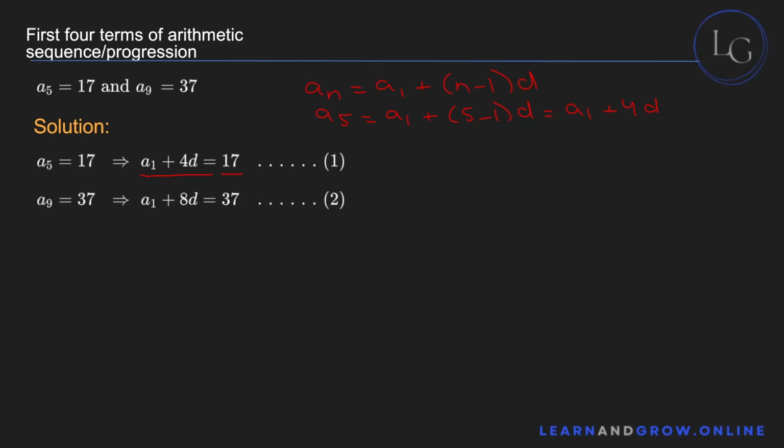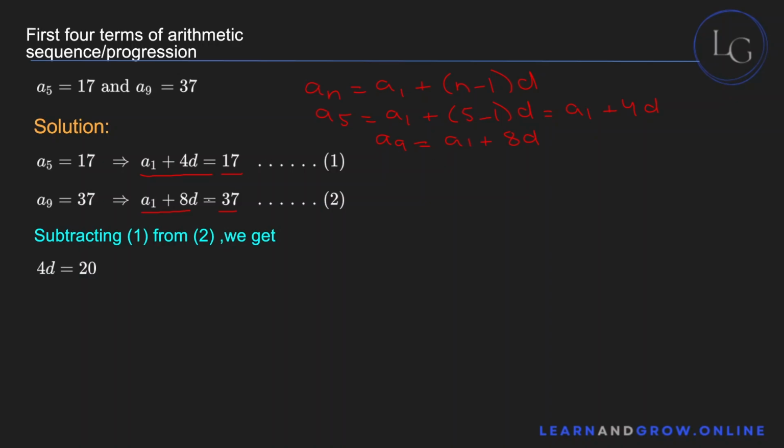Now, a9 is also given to us. And obviously, a9 will be equal to, what will that be equal to? a1 plus 9 minus 1, which is 8d. So a1 plus 8d is equal to 37. Now we have two simultaneous equations, and we'll solve them to find the value of d.